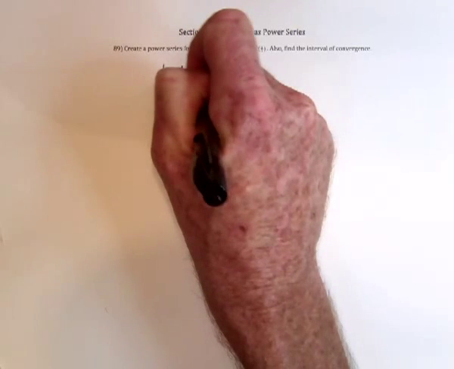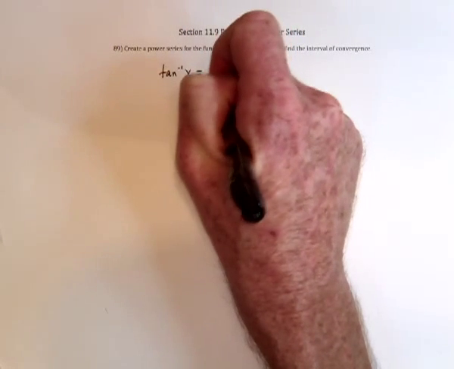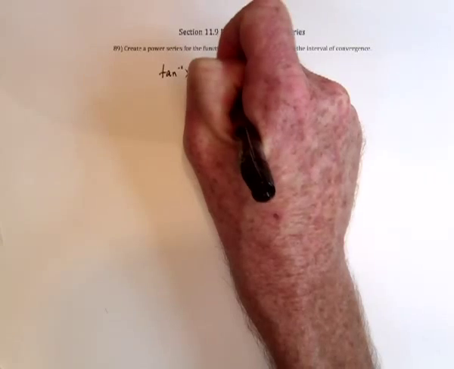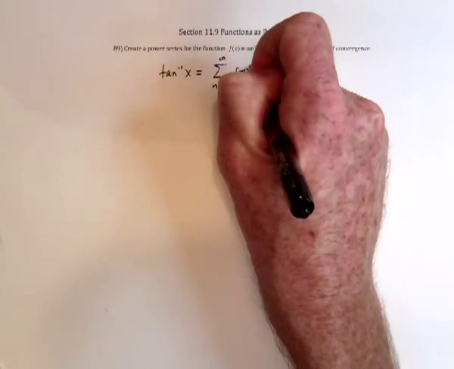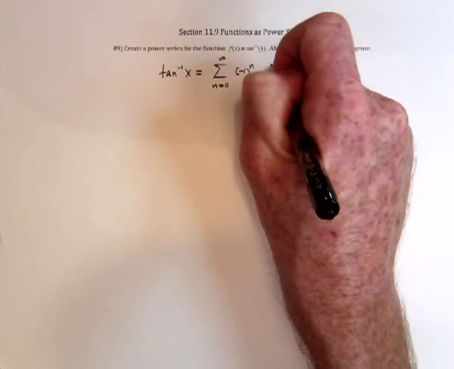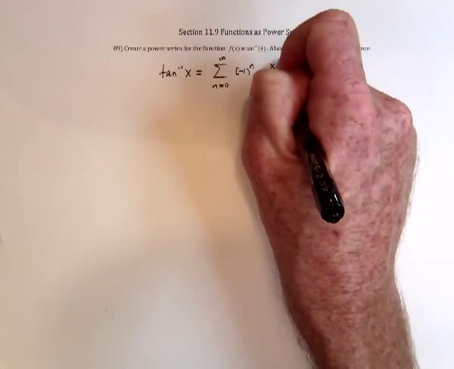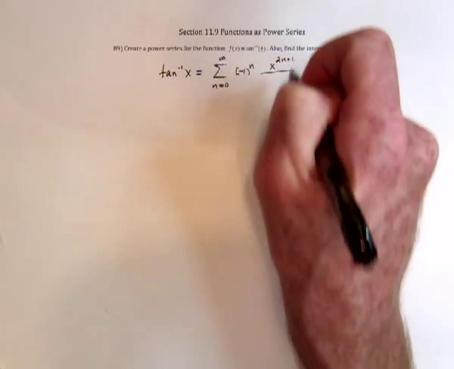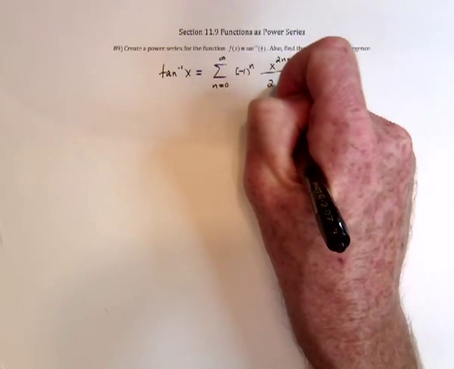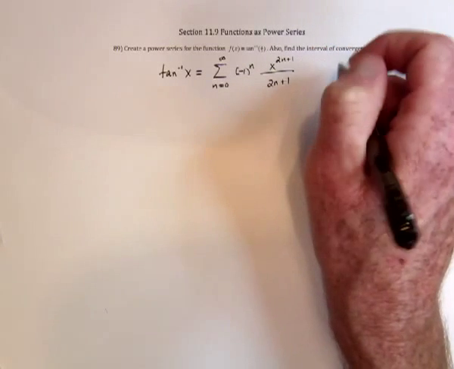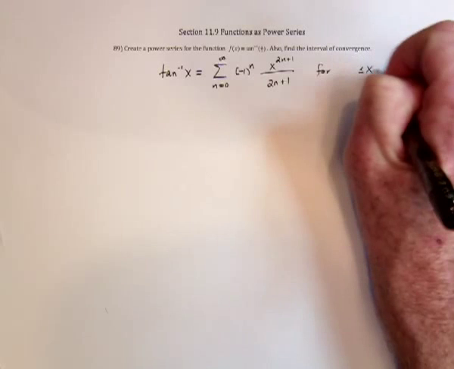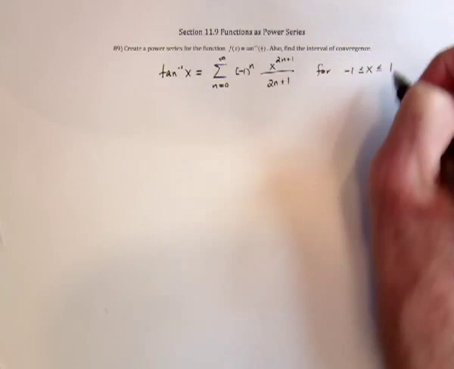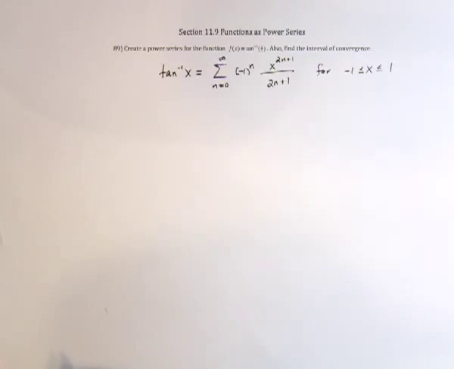Tangent inverse of x is going to be the sum from 0 to infinity, and then it's alternating, so it's got -1 to the n, and then x is raised to odd numbers, so that's going to be 2n plus 1 creates an odd number, and then divided by that odd number. And then this is for x between -1 and +1. So this will converge if x is between -1 and +1, inclusive.